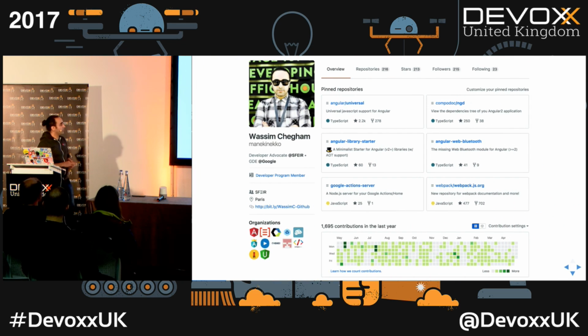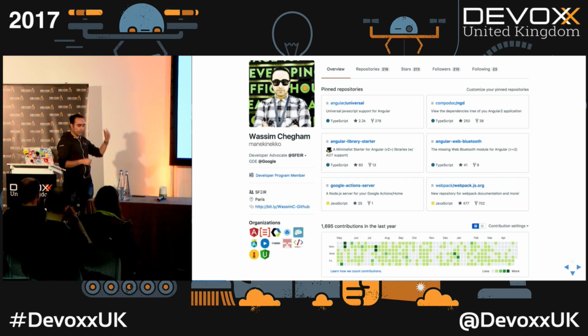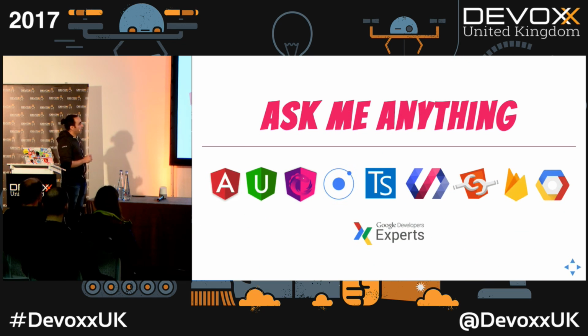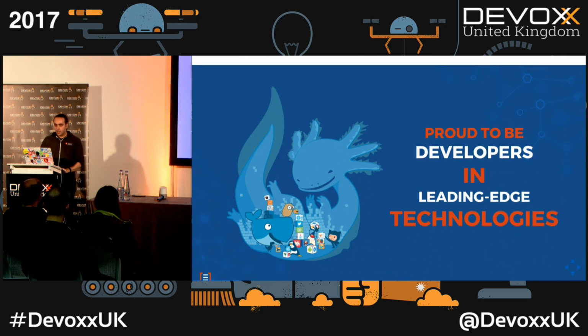A couple of words about me before we begin. My name is Wassim Chegham. I do a lot of open source, as you can tell. You can find me on Twitter and GitHub as Manikineko, so if you want to follow me on Twitter. I speak a lot about these technologies, so if you want to catch me after the talk and talk about, let's say, Firebase or Angular or whatever, feel free. I'll be happy to answer your questions.